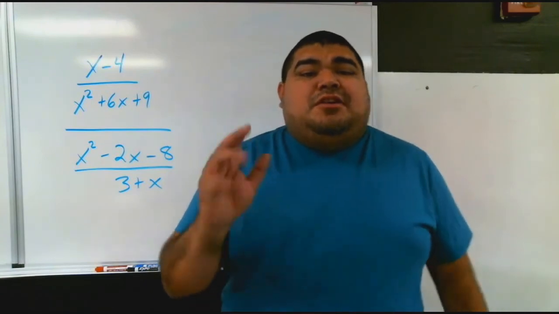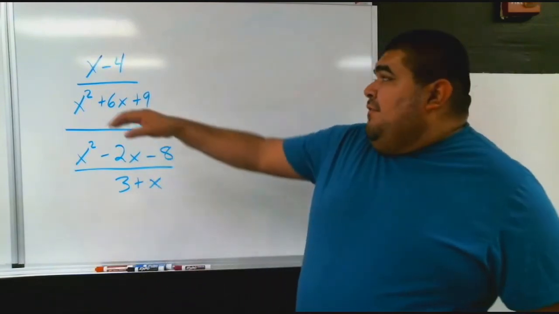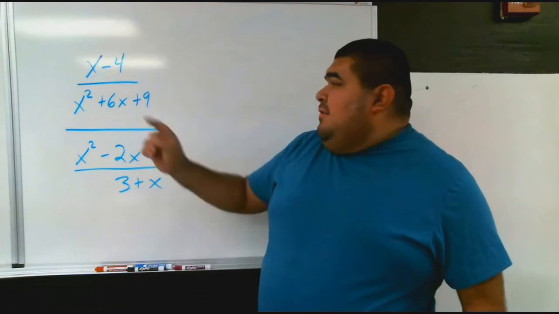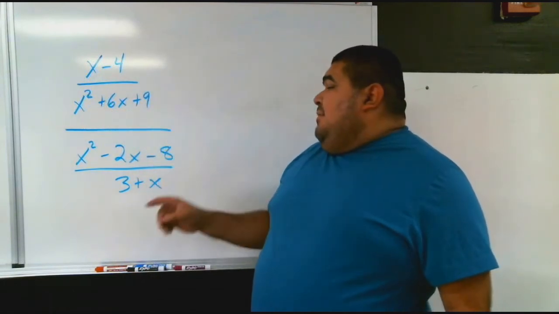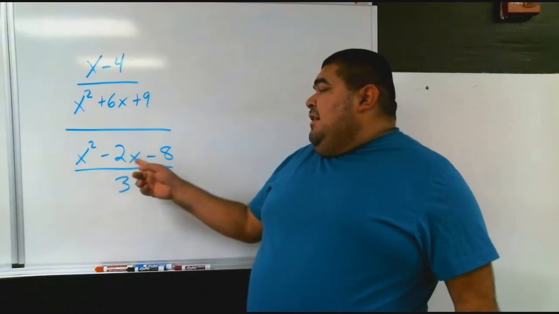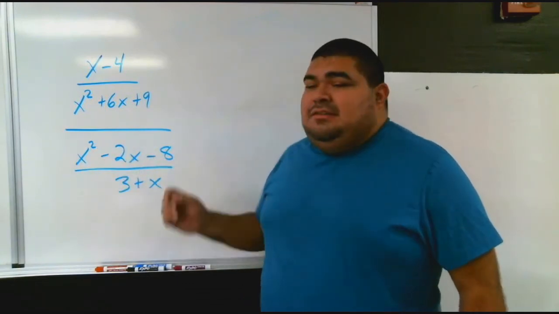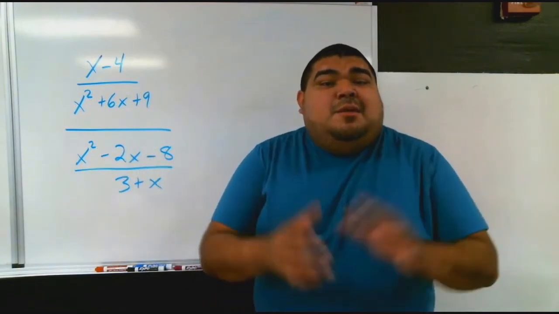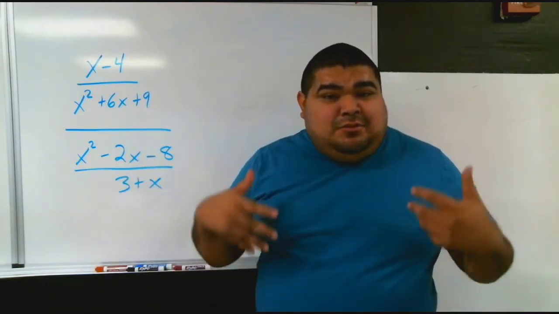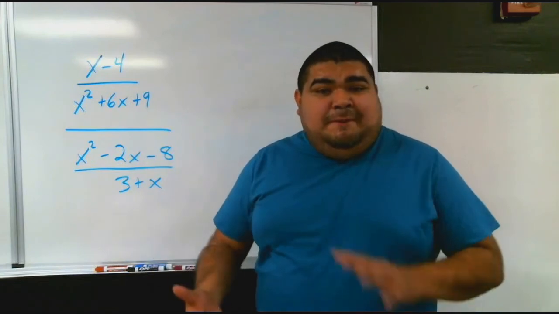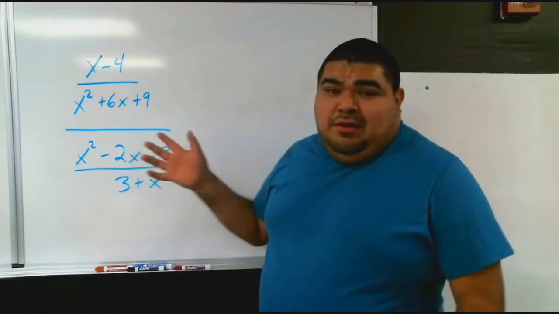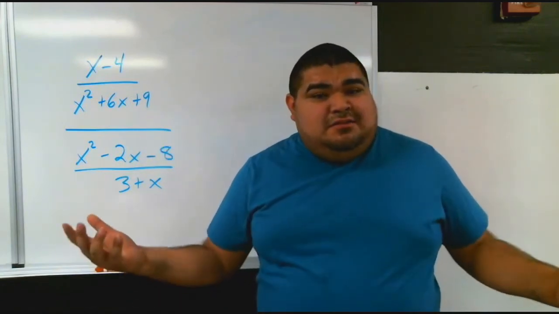For the assignment for today, we have x minus 4 divided by x squared plus 6x plus 9, divided by x squared minus 2x minus 8 divided by 3 plus x. I'm only going to give you one because technically it's really a review. It's just a more lengthy review. The next step is harder ones. I'm only going to give you one because I know it's lengthy. Plus, again, it's a review.